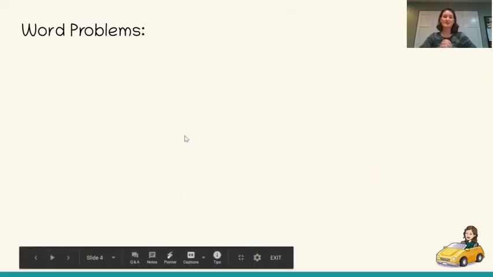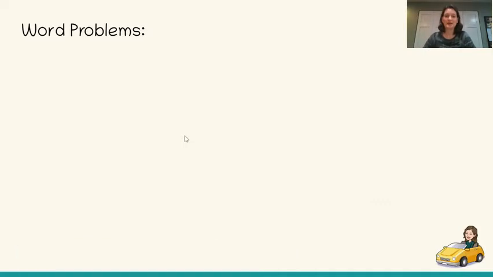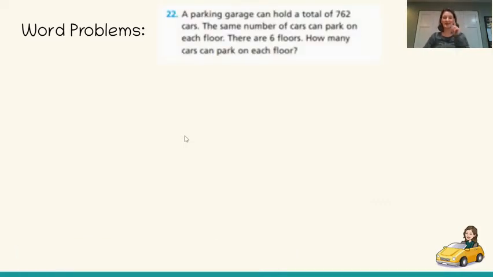Page 104 has word problems on it, and we are going to work on the last word problem on the page, number 22. A parking garage can hold a total of 762 cars. The same number of cars can park on each floor. So there's going to be equal numbers on each floor. There are 6 floors. How many cars can park on each floor?